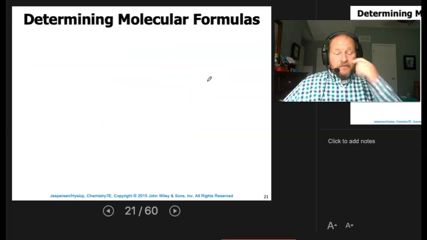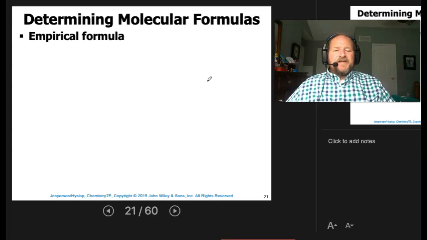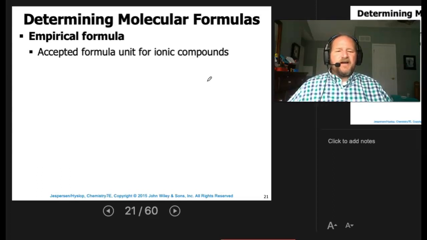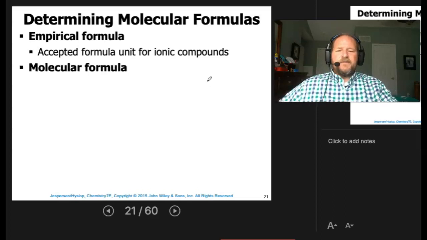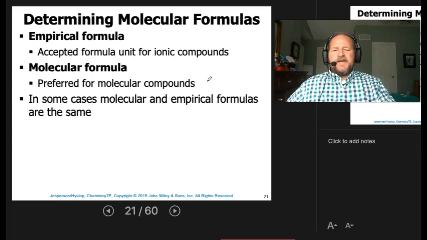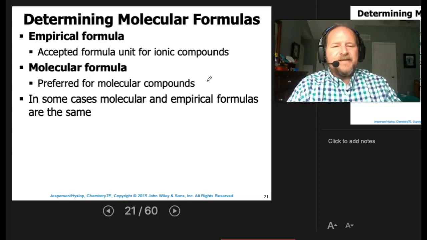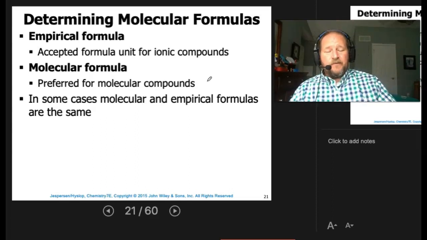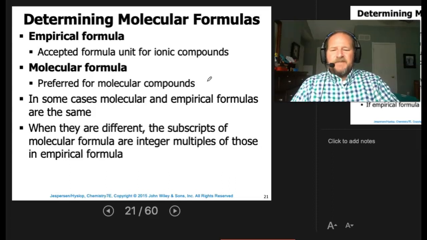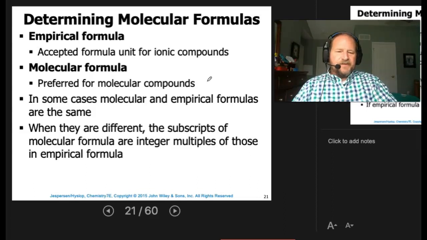So determining molecular formulas, what we'll need is the empirical formula. We use the formula unit for ionic compounds, and of course molecular formulas are preferred for molecular compounds. So in some cases, molecular and empirical formulas can be the same. We can have a molecular formula whose lowest common values, which is the empirical formula, are the same. Now, when they're different, the subscripts of molecular formulas are integer multiples of those in the empirical formula.